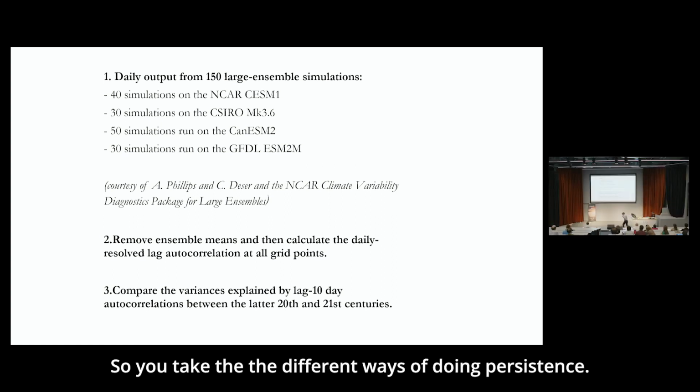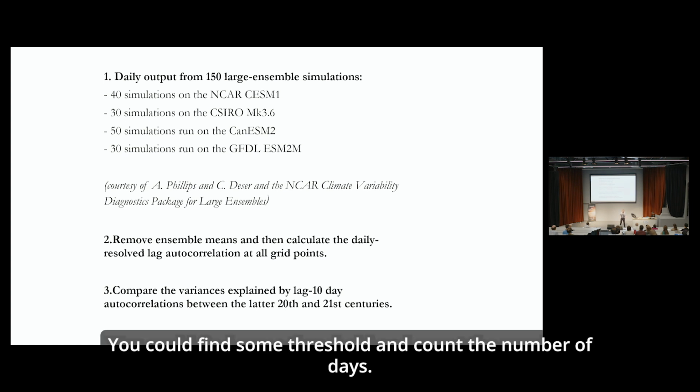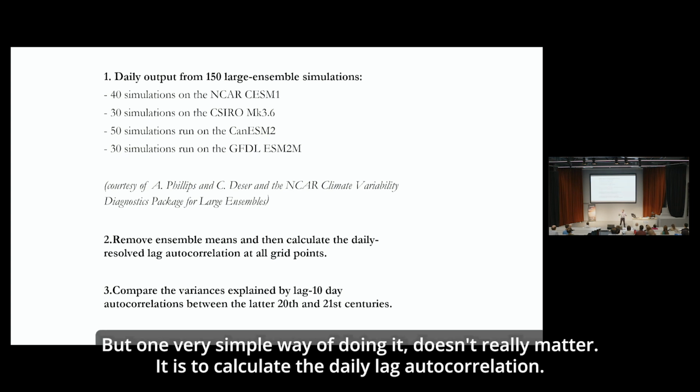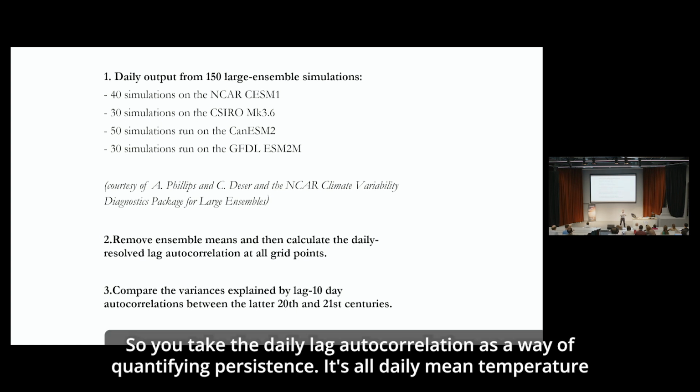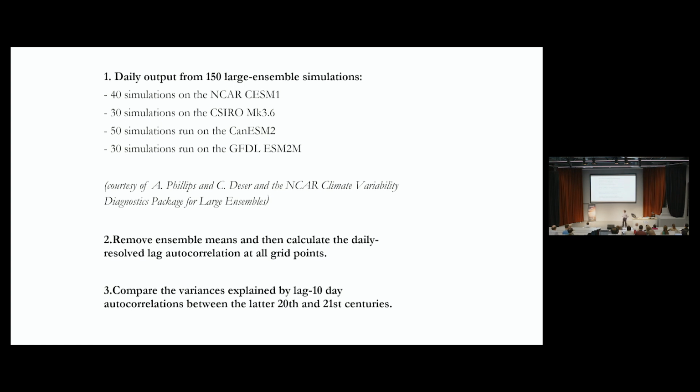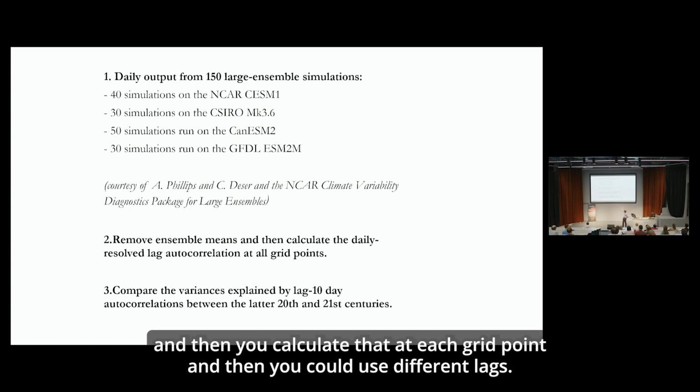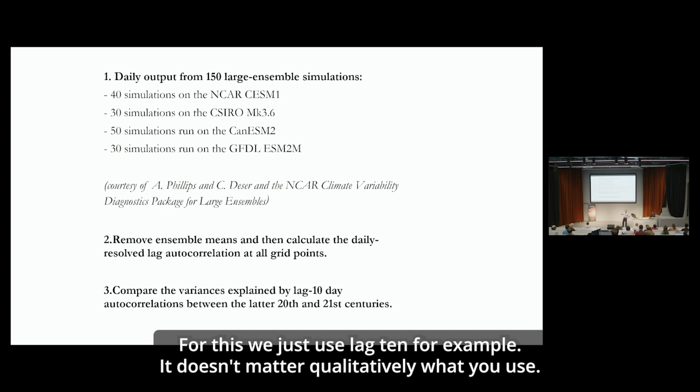So there's different ways of doing persistence. You could find some threshold and count the number of days, but one very simple way of doing it, it doesn't really matter, is just to calculate the daily lag autocorrelation. So you take the daily lag autocorrelation as a way of quantifying persistence. It's all daily mean temperature. And then you calculate that at each grid point. And then you could use different lags for this. We just use lag 10, for example. It doesn't matter qualitatively what you use.